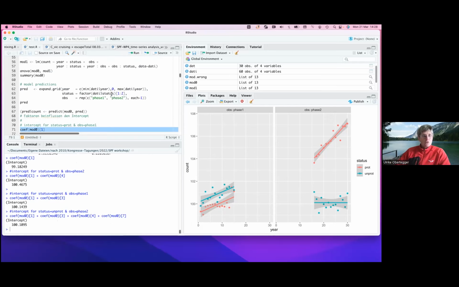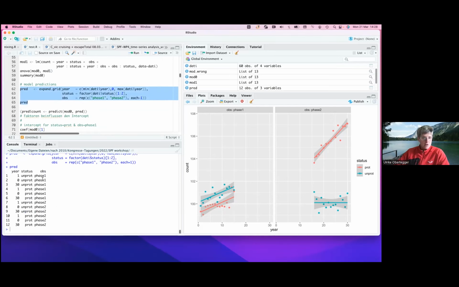Now I want to show you a tiny plot, but before this, expand.grid, I would like to explain this, because with this we are just creating a data frame, and with this data frame we are predicting values. We are predicting values for unprotected, protected, phase 1 and phase 2. We are predicting for the smallest and the highest value of time, 1 and 30, and for 0. And you will immediately understand why also 0.